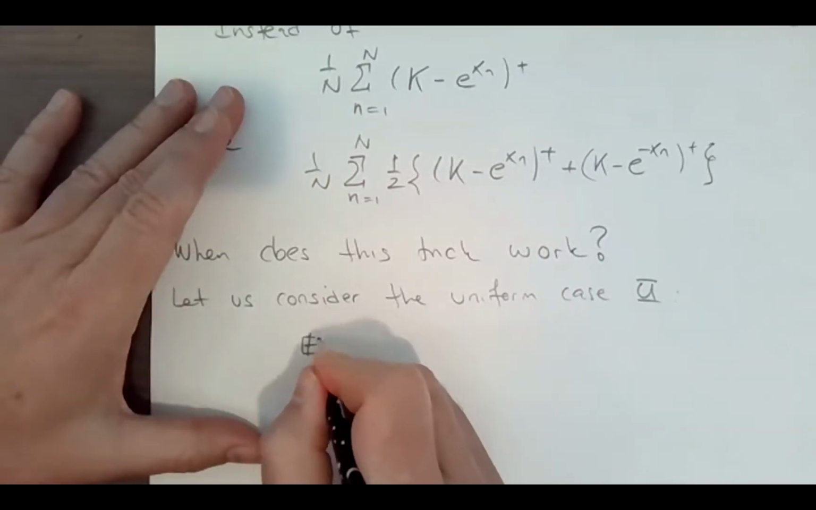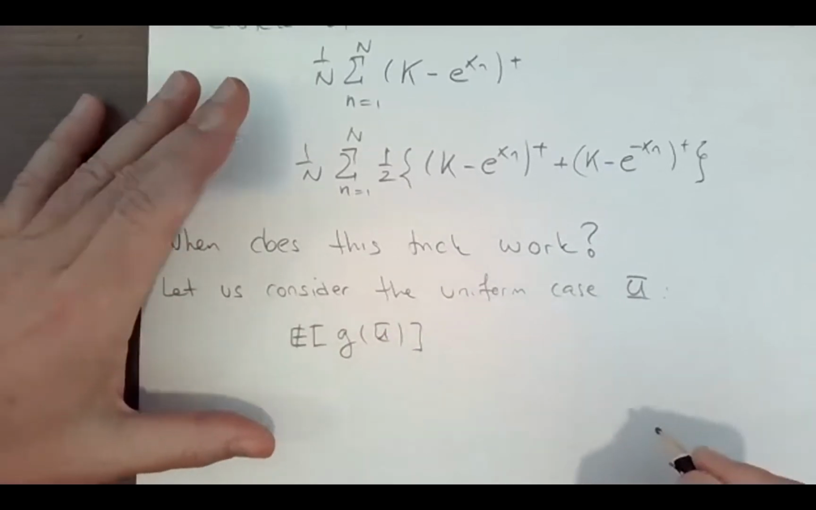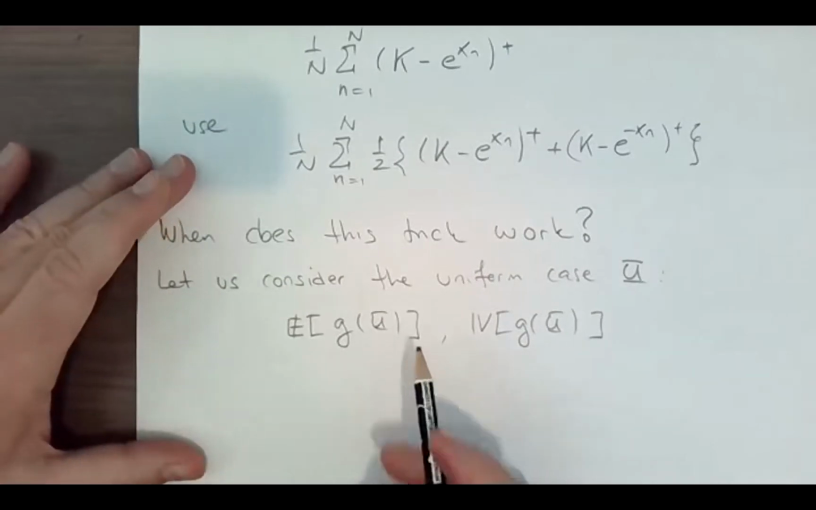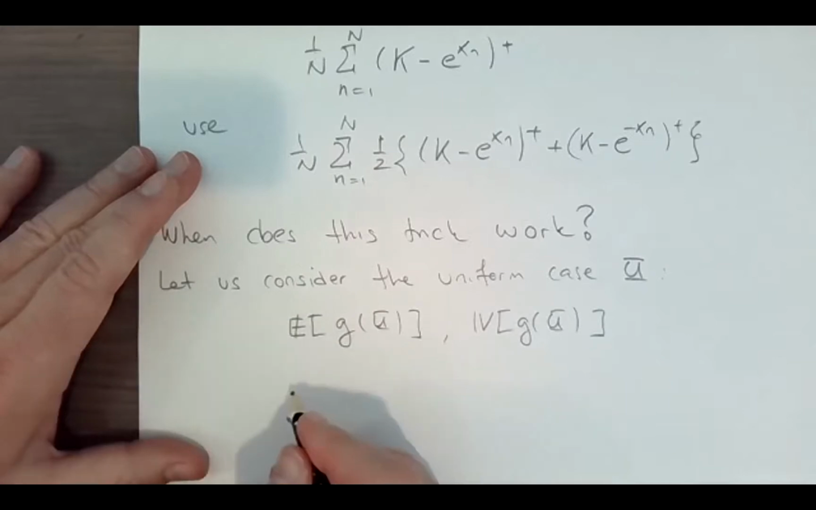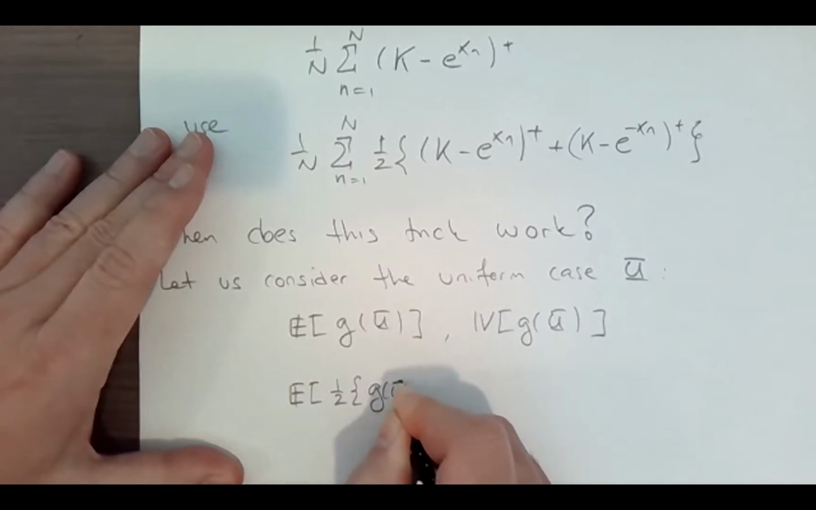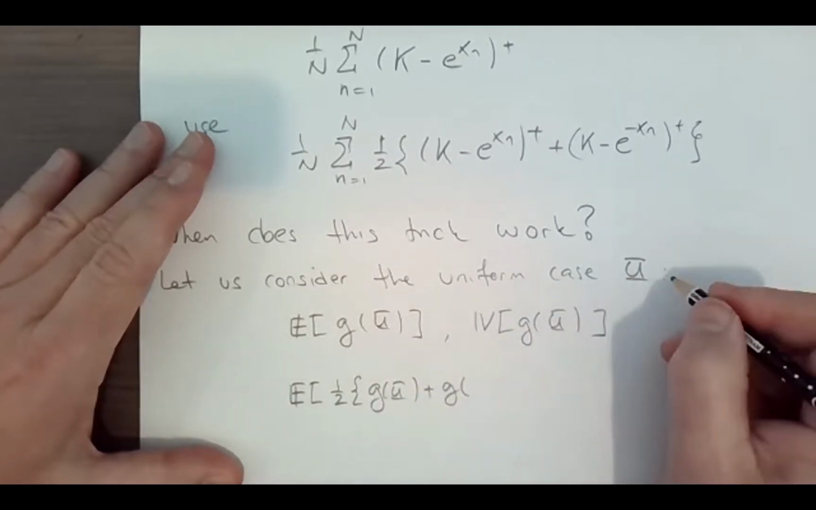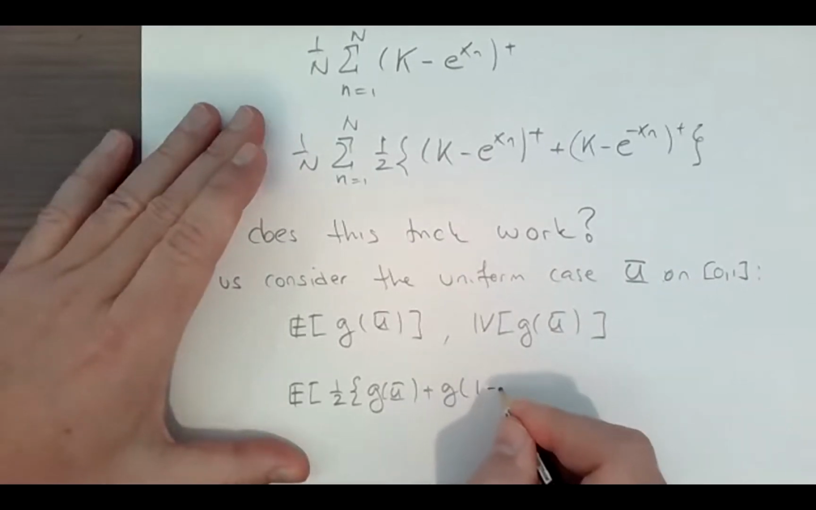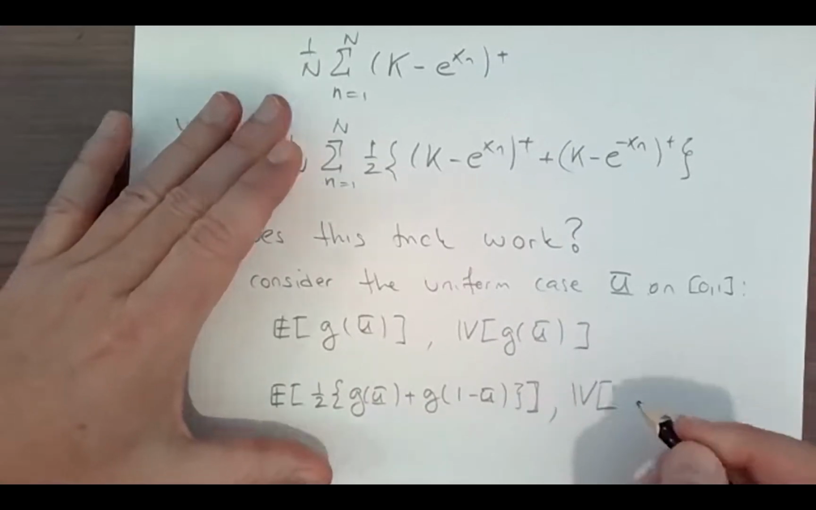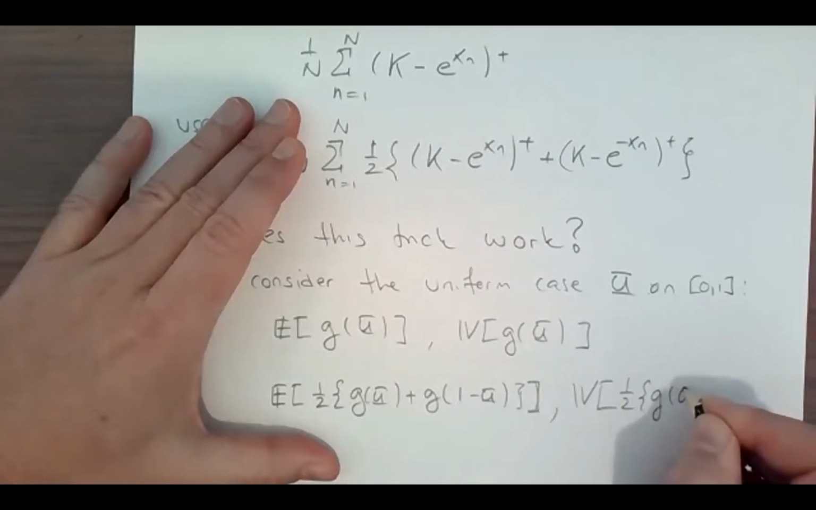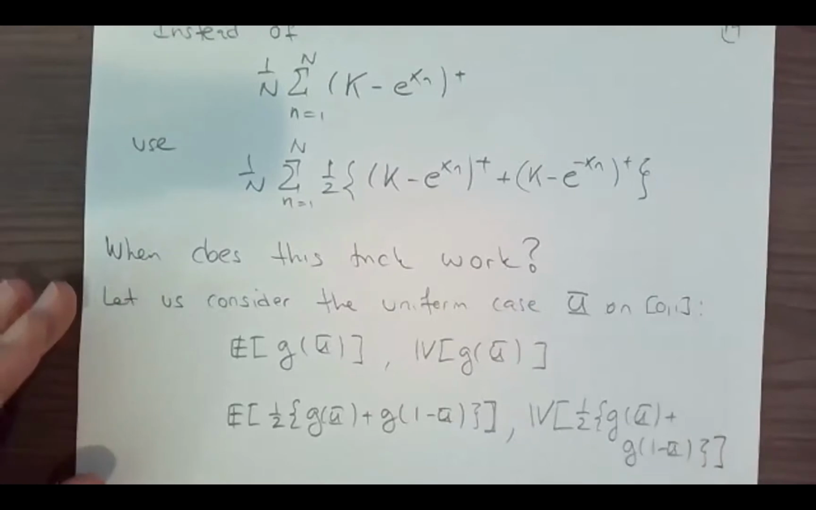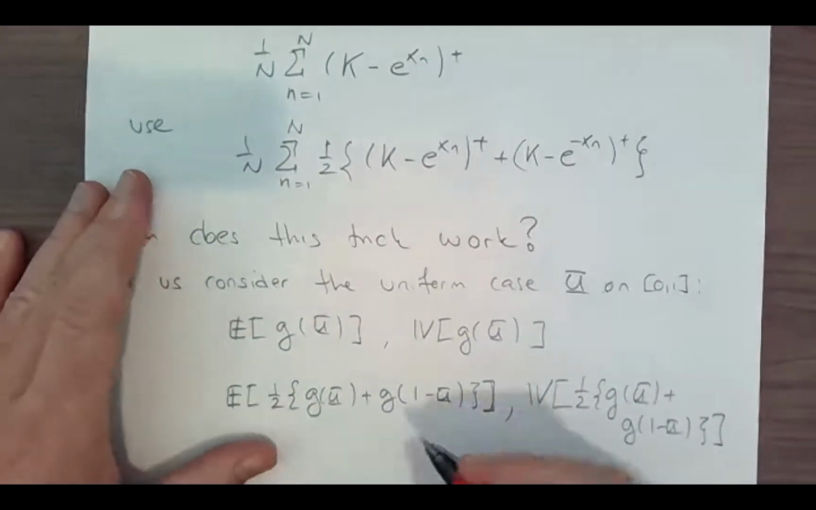So we're looking at an expectation of g of u, and we're looking at the variance of g of u, and we're comparing this. This is the simple way, and then we have the antithetic case. So here we're looking at the expectation of 1/2 g of u plus g of 1 minus u, where u is uniform on, say, 0, 1. And then the variance of 1/2 g of u plus g of 1 minus u. And we already argued that linearity of expectation will give us that these ones are the same.